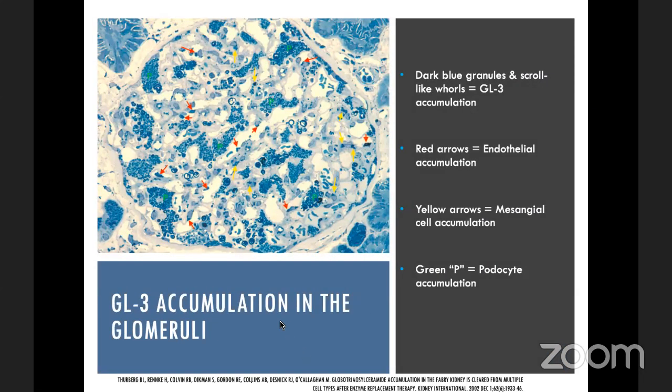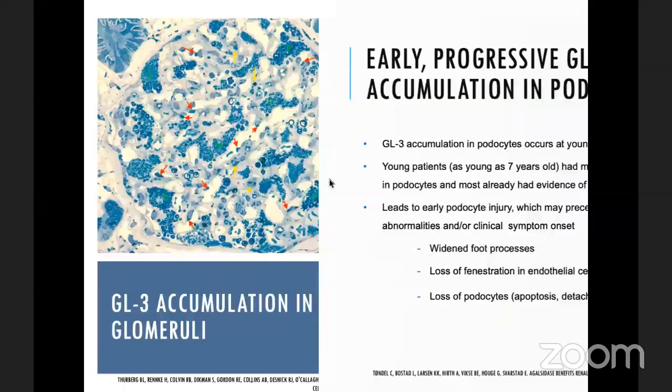We can see here the accumulation of GL3 in the glomeruli. The dark blue granules and the scroll-like whorls indicate GL3 accumulation, and the red arrow points to endothelial accumulation, while the yellow arrow shows mesangial cell accumulation. Green B is the podocyte accumulation. So it accumulates in all types of renal cells.